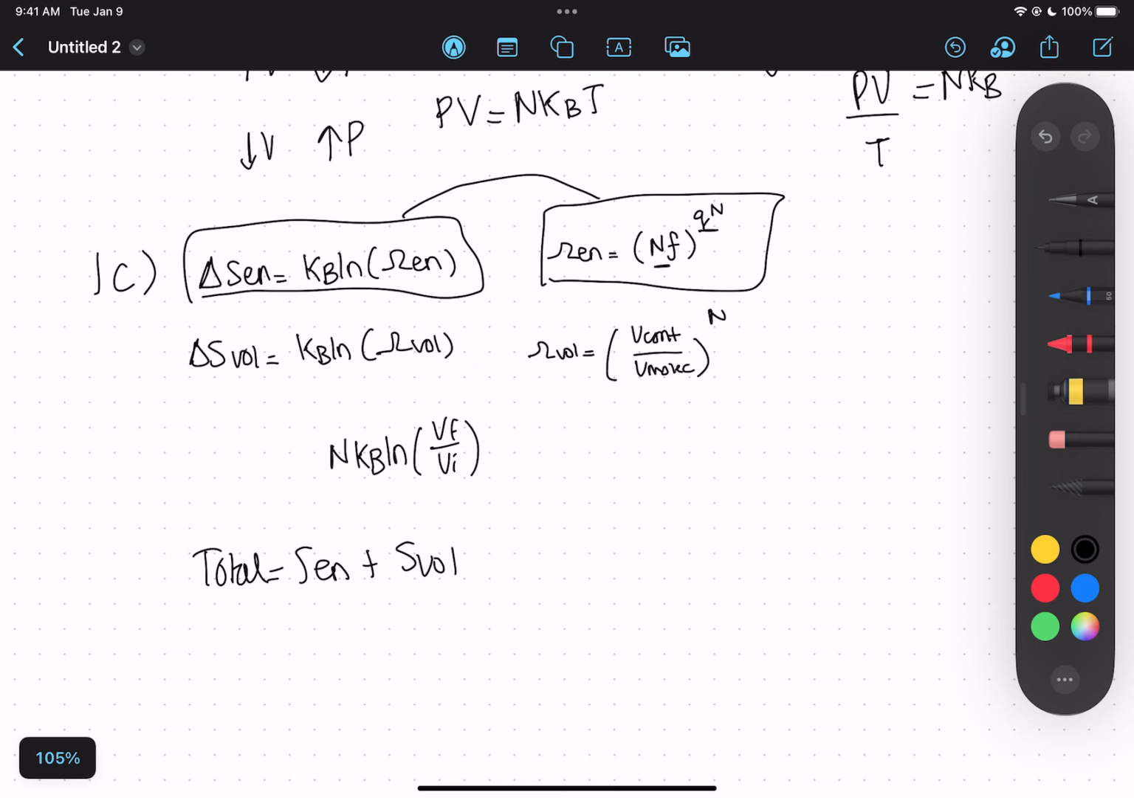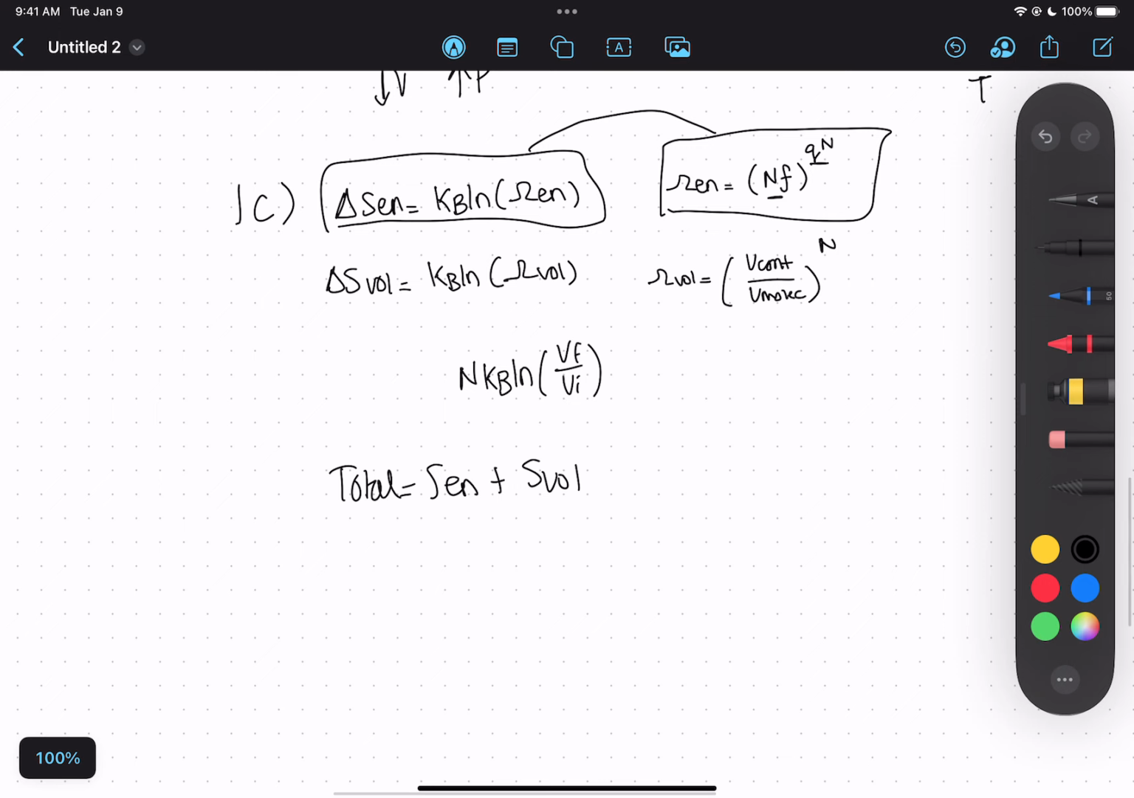Does that sound good? All right. Yeah, for sure. Any other questions about 1C? I think that's probably a solid amount of information right there for that.